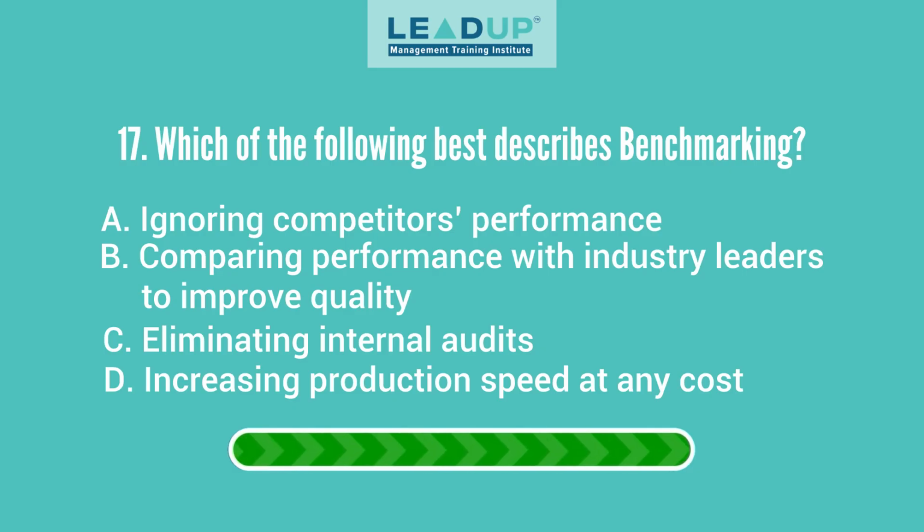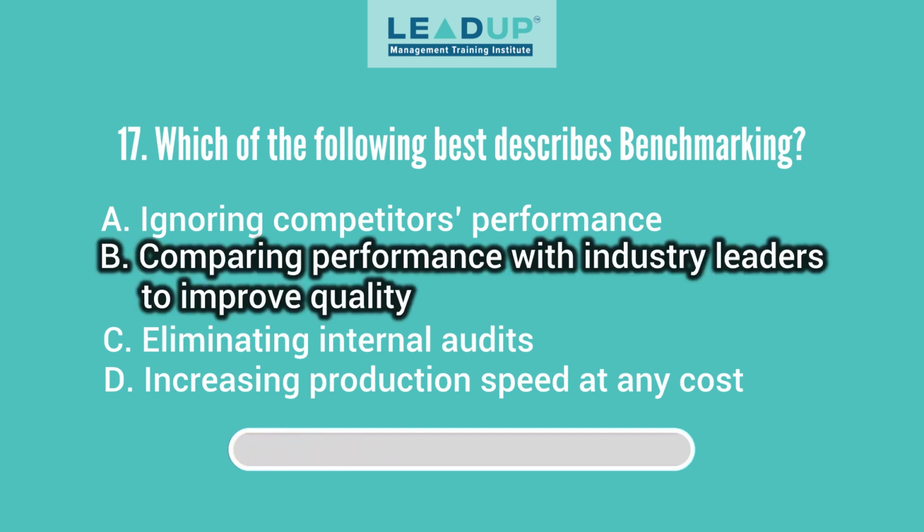Question 17. Which of the following best describes benchmarking? A. Ignoring competitors' performance. B. Comparing performance with industry leaders to improve quality. C. Eliminating internal audits. And D. Increasing production speed at any cost. The answer is comparing performance with industry leaders to improve quality.